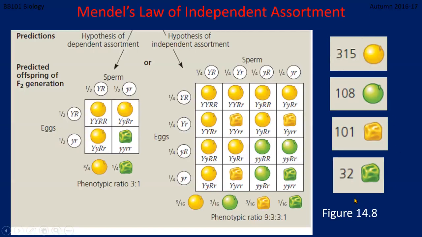And that is why he said that the two traits are not dependent, they are independent. So this is what the second law of Mendel says: the two phenotypic traits are independent.